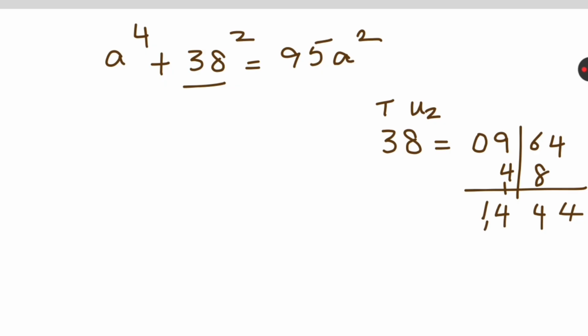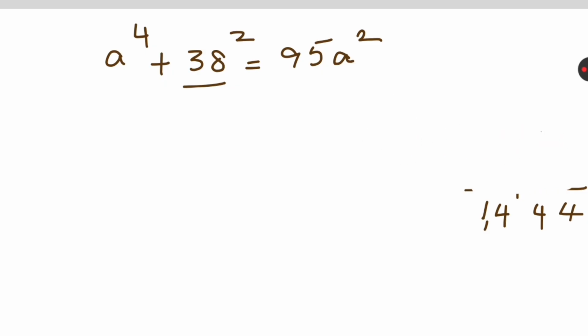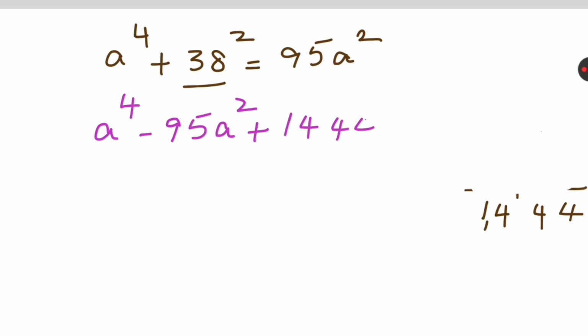So 38 whole raised to power of 2, the value is 1444. And then what we have? We have 95 whole raised to power of 2. So we can write this equation as a raised to power of 4 minus 95 a raised to power of 2 plus 1444, that is equal to 0.